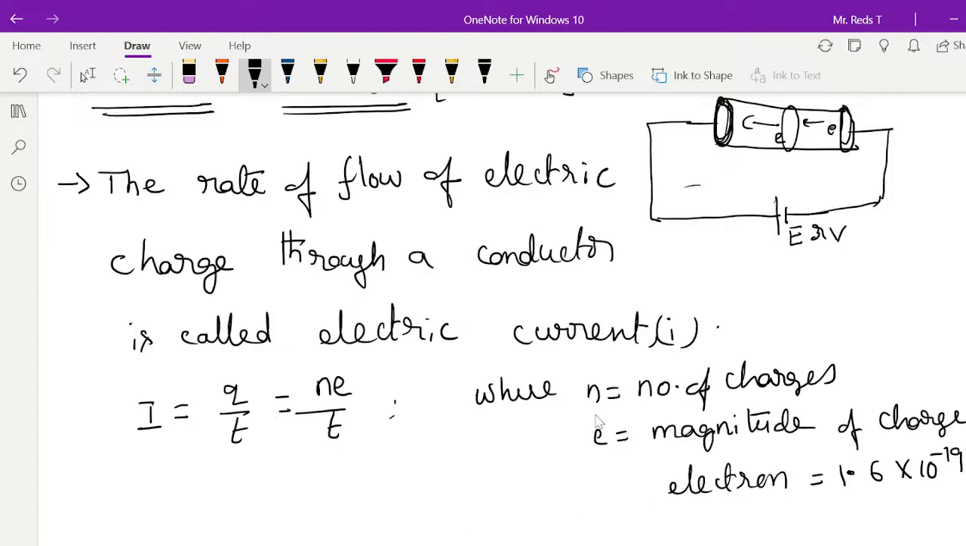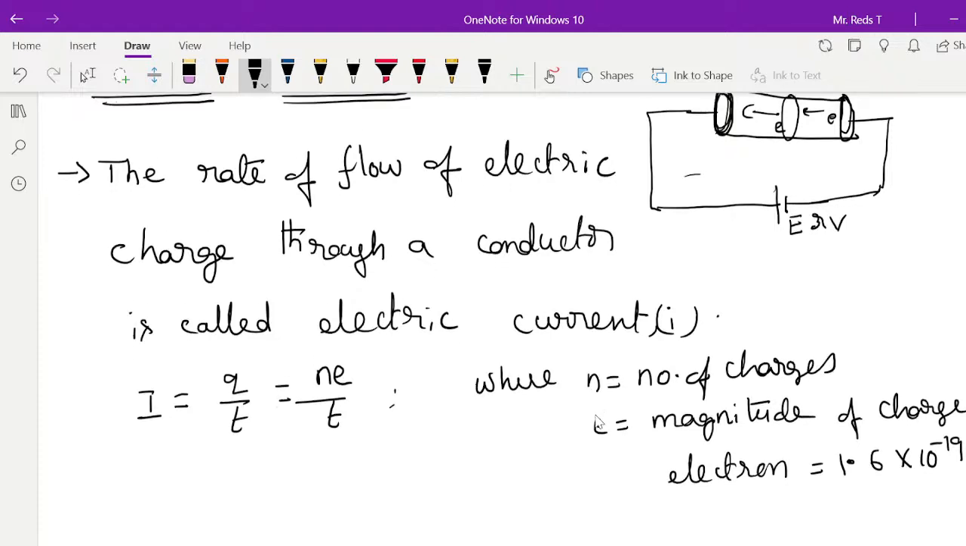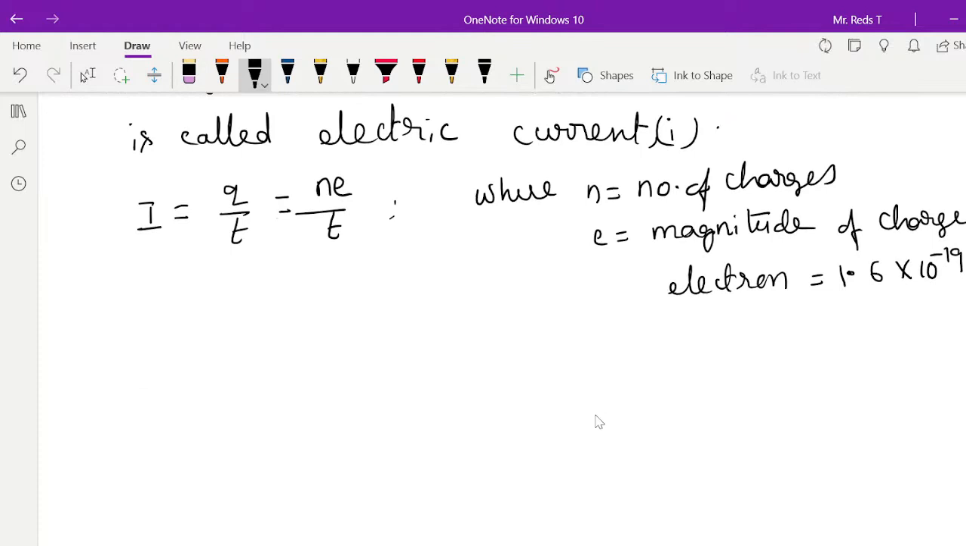Here we have to remember a few points: how this current is measured, meaning what are the units and dimensions of electric current, what is the nature of this electric current, whether it is a scalar or vector, and how to understand the direction of this current, the conventional direction of current. Let us see these points briefly, quickly.